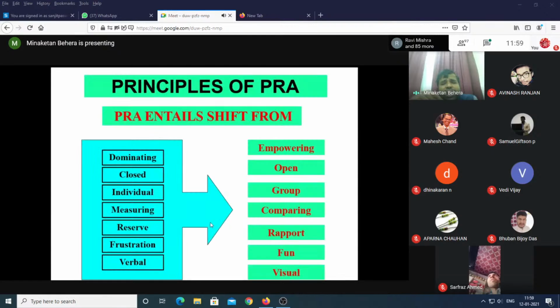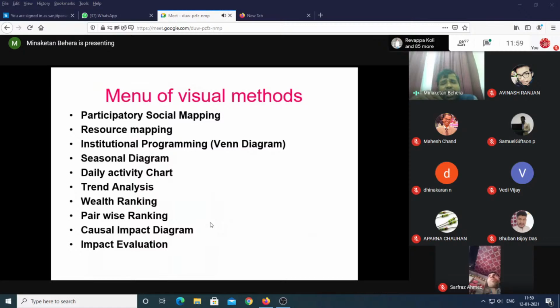Okay, so there are different tools. These are the different methods, and I am not going into detail on this: social mapping, resource mapping, institutional programs, seasonal diagram, different analyses. Through it, in most cases, you can also collect the data that we call participatory rural appraisal.